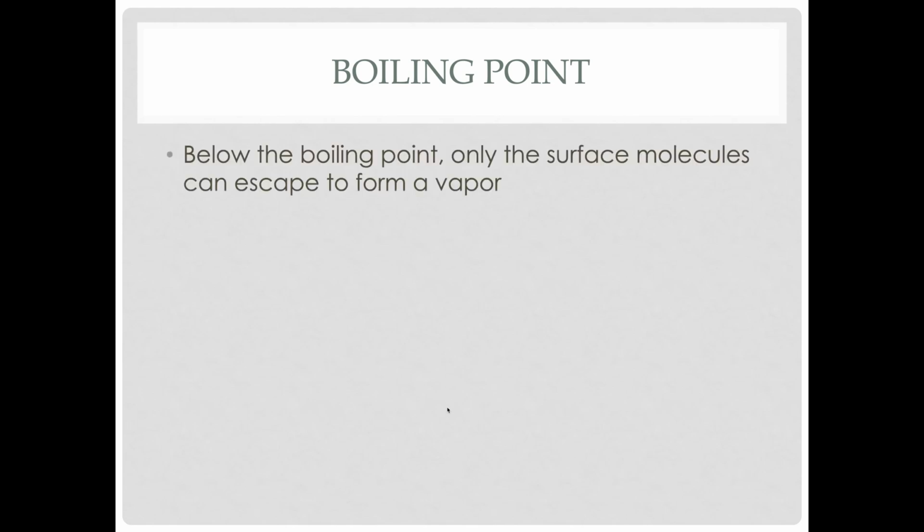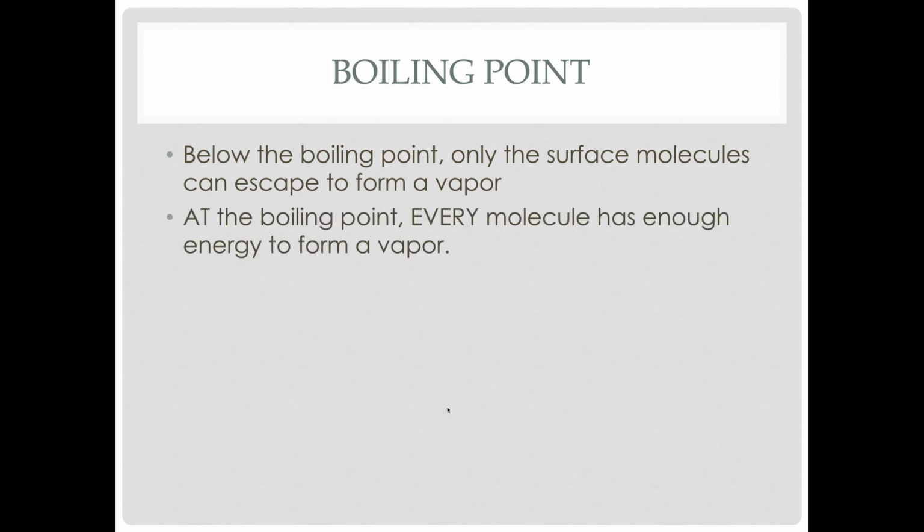We can also use this reference table to determine the boiling point of a liquid. You see, below the boiling point, only the surface molecules have enough energy to escape to form a vapor. At the boiling point, every molecule in the liquid now has enough energy to form a vapor, which is why you get vapor bubbles forming at the boiling point. So the boiling point is the temperature at which you can sustain bubbles.